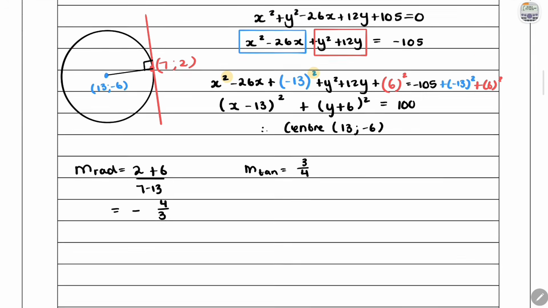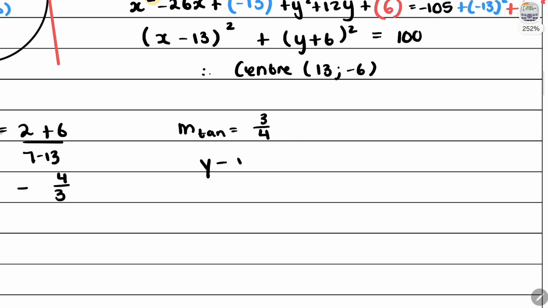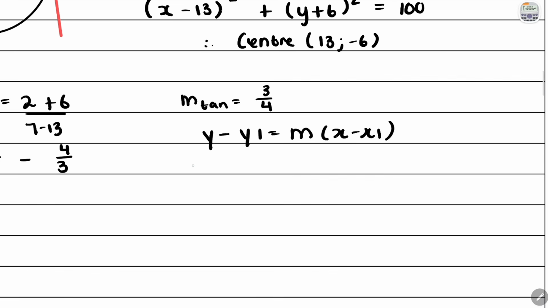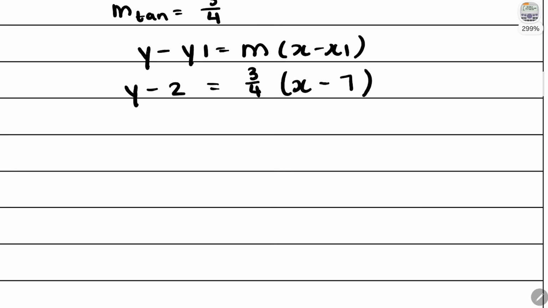So we have the gradient of the tangent. We have a point on the tangent, 7 and 2. And we can find its equation now. So we can use y minus y1 equals the gradient times x minus x1. And so we're saying y minus 2, that y value that we're substituting, is equal to our gradient of 3 over 4 times x minus 7. Okay, distribute: that's 3 over 4 x, and that's negative 21 over 4, and that becomes a positive 2.